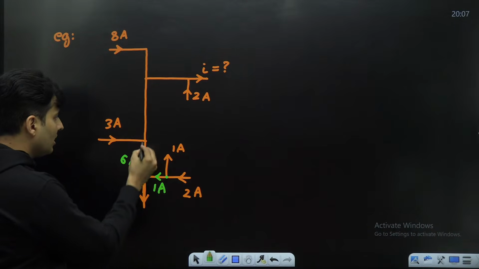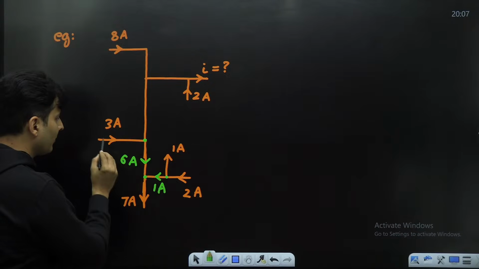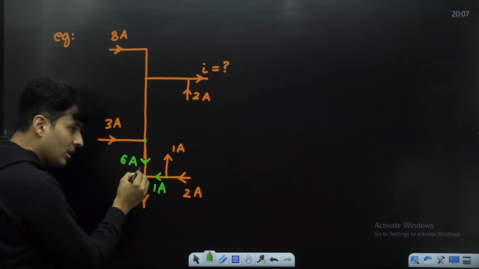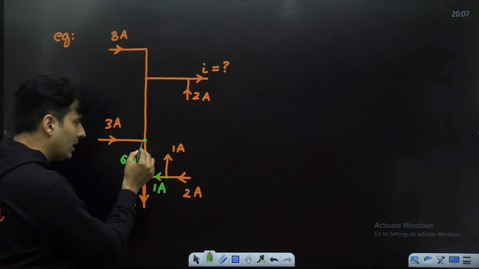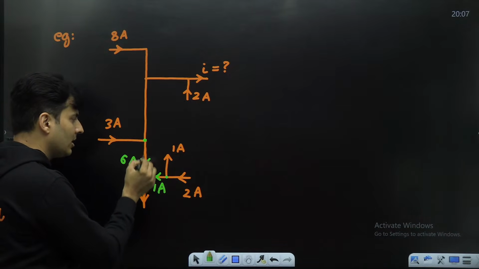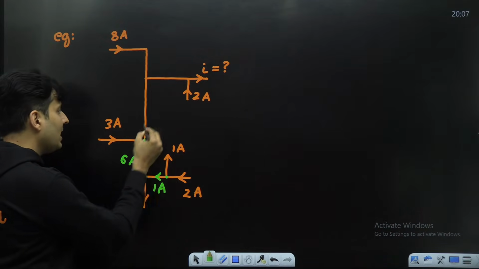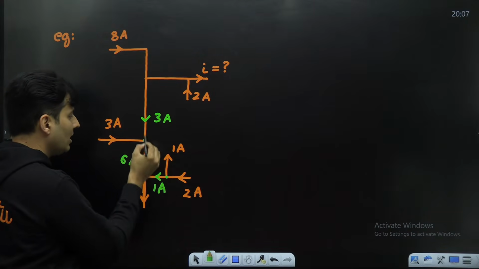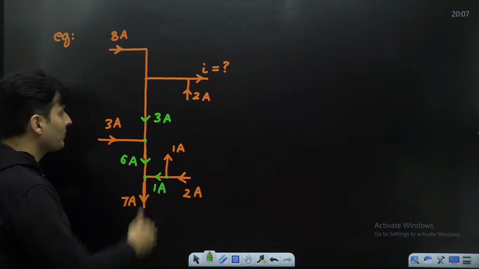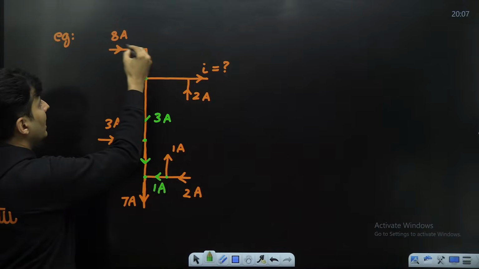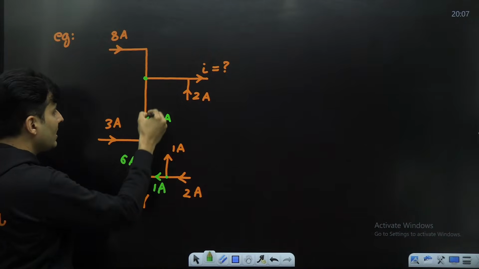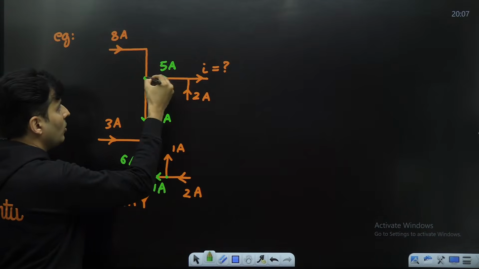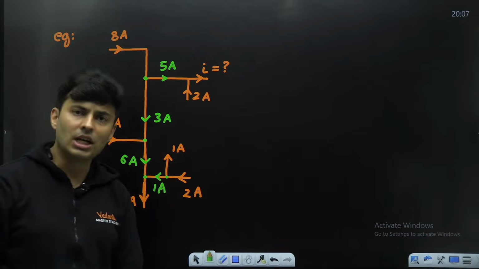Conservation of charge. Now look at this node over here. 3 is going in. From this junction, 6 is coming out. For this junction, 6 is going in, but for that same current, at this junction, it is going out. So 3 and 3 make up a 6. So this should be 3 amperes. Now you go to this junction. 8 is coming in, 3 is going out. So the balance of 5 amperes should also go out from this particular junction.